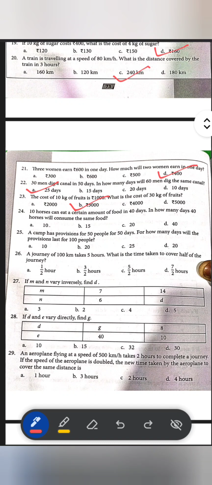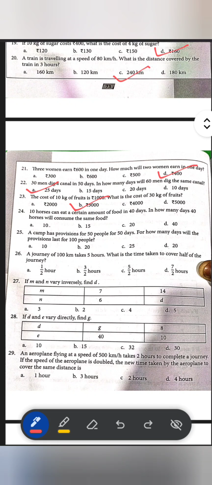10 horses can eat a certain amount of food in 40 days. In how many days will 40 horses consume the same food? So here the amount of food is constant. Likewise, if 5 kg flour is there and there are only 2 members in your family, definitely that wheat flour will take 15 or 20 days to finish. But if it is a joint family and there are 10 members, definitely it will take very less time to finish those items.